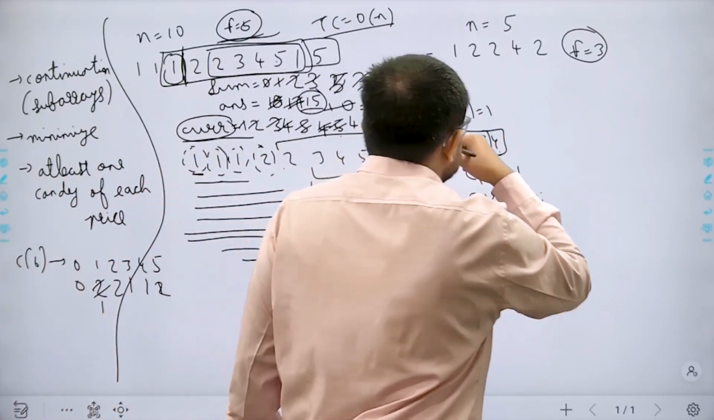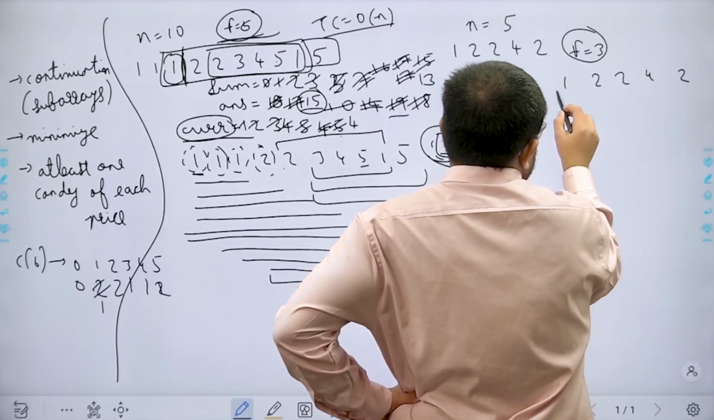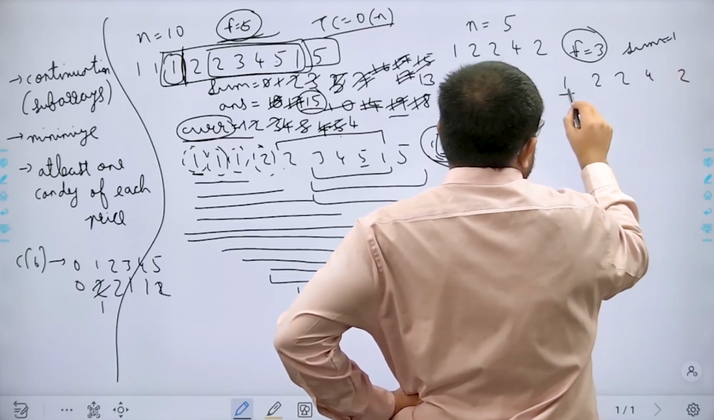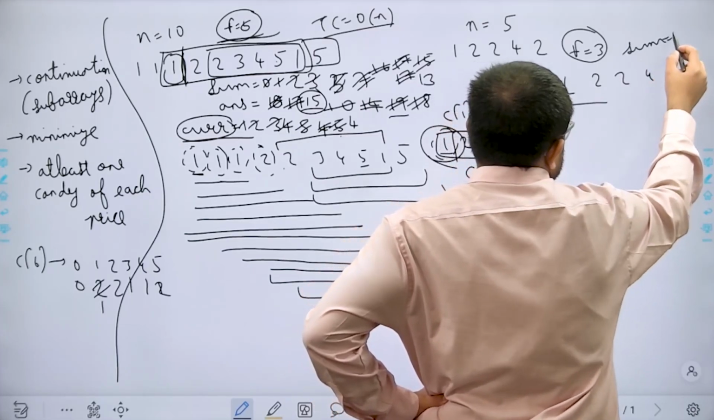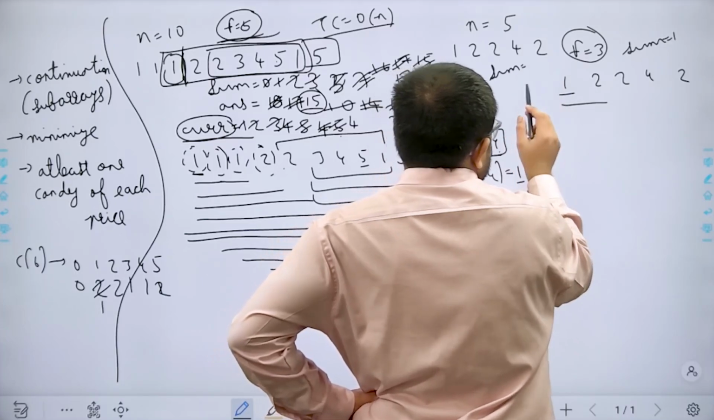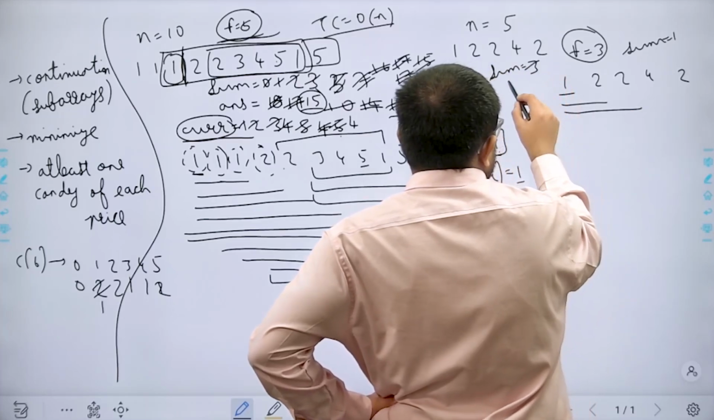Let's dry run on this quickly. So this is 1 2 2 4 2. First of all I'll take this subarray, my sum would be equal to 1. Number of unique elements will be 1. Then I will take this subarray, my sum will become how much? Let me write down sum here. My sum will become 3. Number of unique elements are 2. Then this subarray sum will become 5.